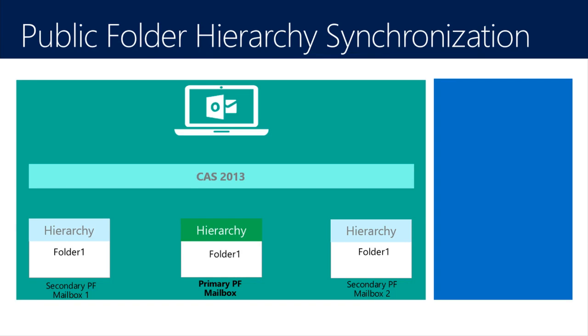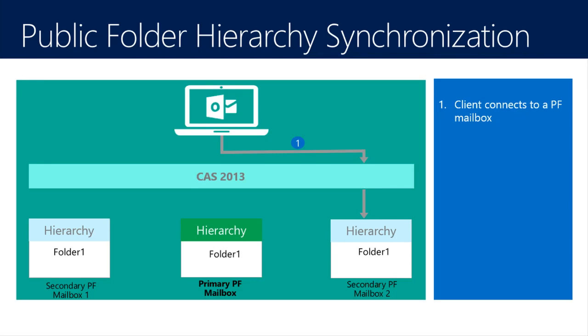So how does the hierarchy synchronization actually work in this particular scenario? What happens when clients make changes to the infrastructure? So our Outlook client, we're going to first connect to the secondary public folder mailbox, which is number 2. So they'll connect to the one on the right. And for this particular illustration, we're showing here only what exists in the hierarchy. The components that are listed in the white section are actually just folders listed in the hierarchy, not actual content.